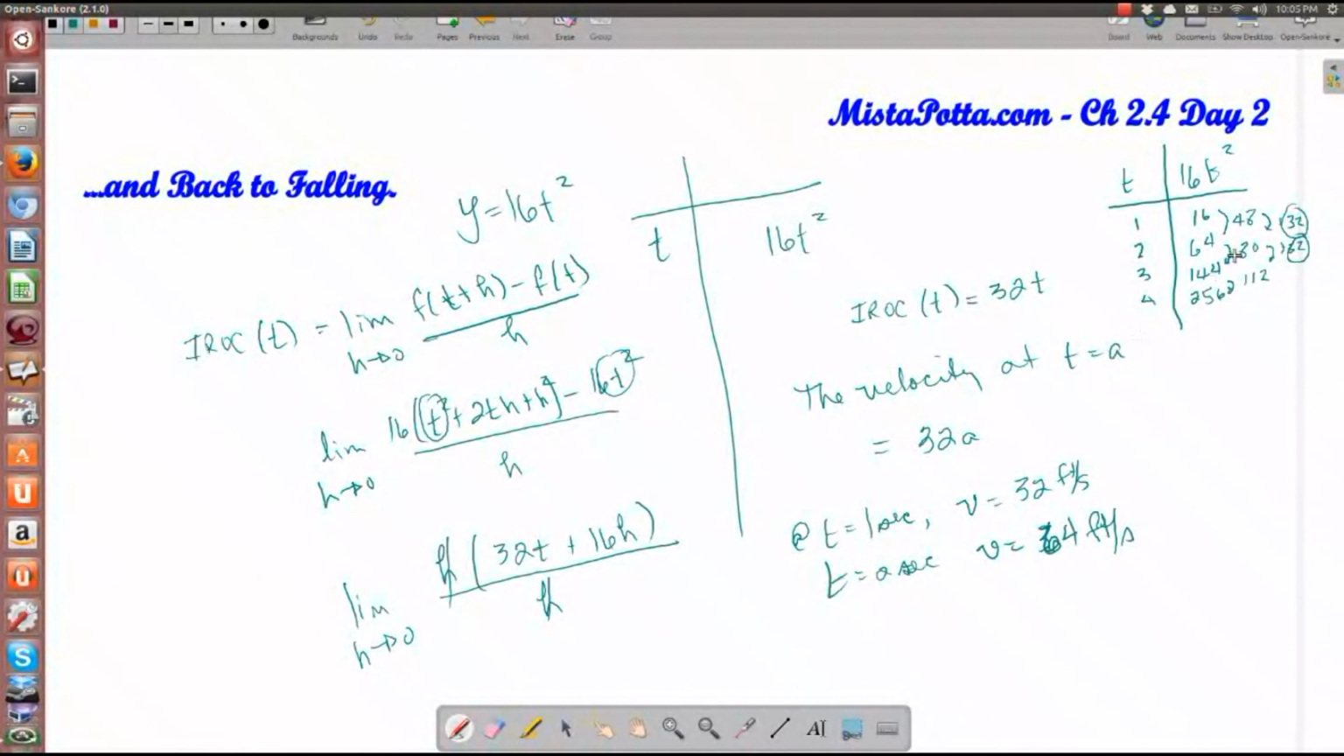And this number looks awfully familiar. So we'll talk more about this relationship between this constant rate of change of the rate of change and how it's related to velocity, how it's related to the instantaneous rate of change in Chapter 3. But for now, this ends Chapter 2.